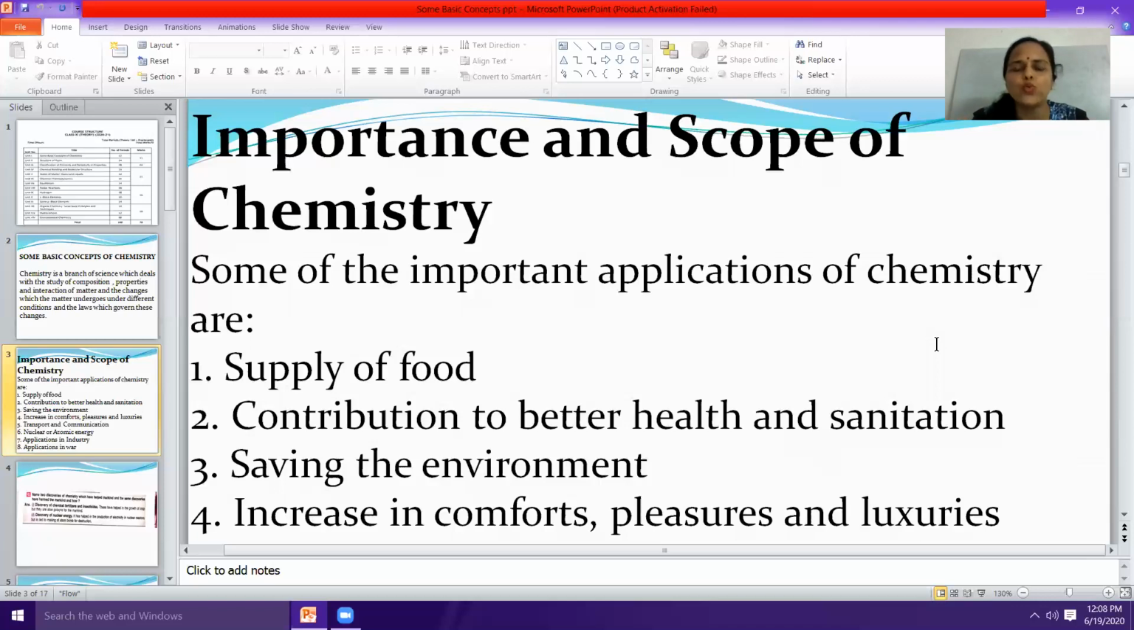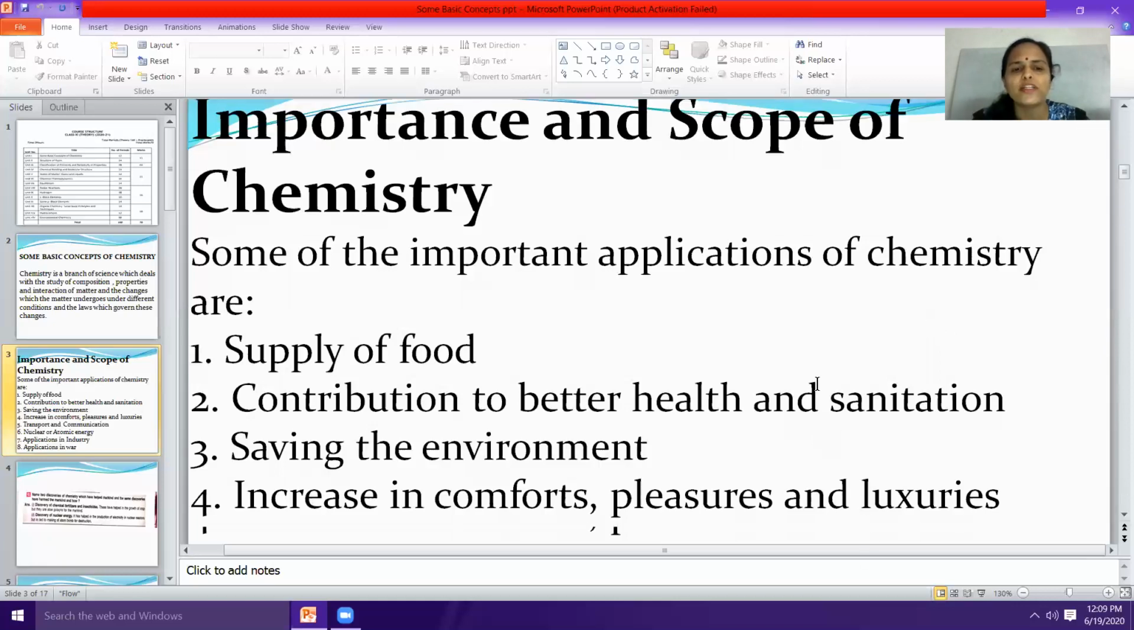Analgesics have reduced pain. Antibiotics have helped to curb infections and cure diseases. Antibiotics like chloromycin, streptomycin, etc. have curbed infections and cured diseases like typhoid and tuberculosis. Then tranquilizers have reduced mental stress also. So that is how they have contributed to better health and sanitation.